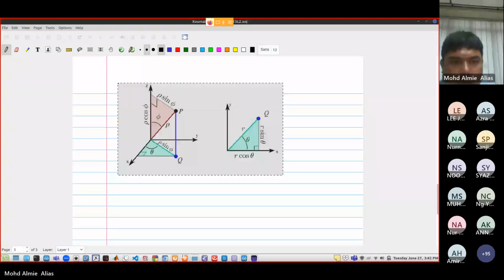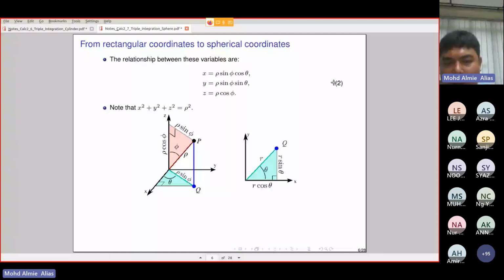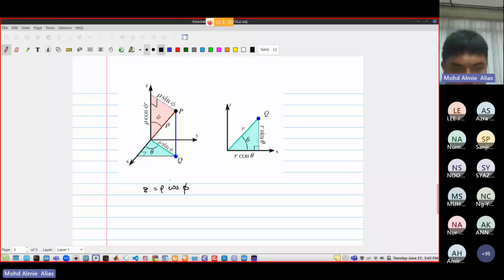Okay, so it's clear that we have z equals rho cos phi. You need to remember this. I mean, you don't need to really memorize this, because even I sometimes don't really remember it. You just need to know how it's derived. It's obvious that z equals rho cos phi, which comes from the definition.